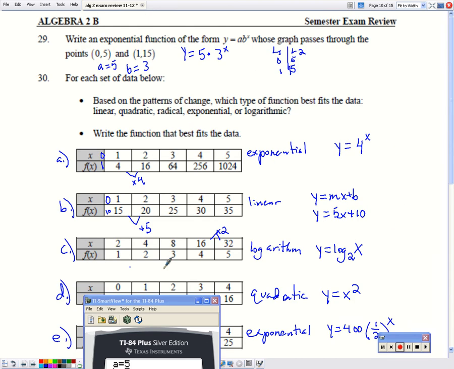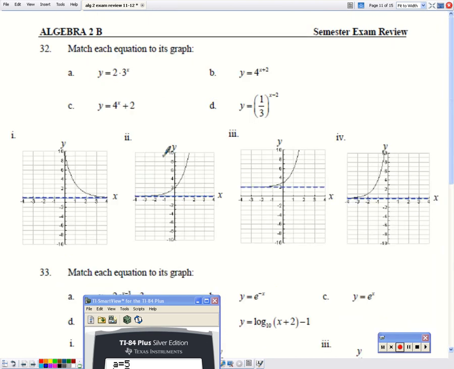Number 32. Match each equation to the graph. So, here we go. We've got 4 graphs, 4 equations. I immediately know that A is a growth function. So I can ignore choice 1, and I am left with the other 3.